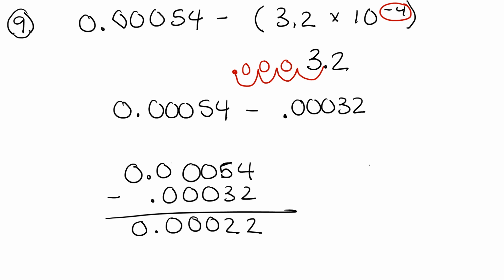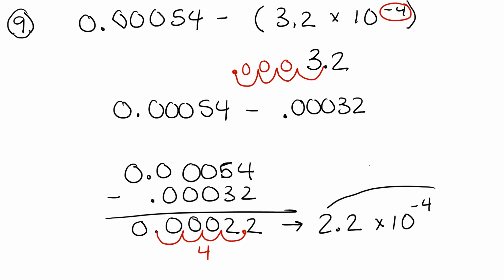We want to rewrite that answer in scientific notation, so we're going to move the decimal point back towards the first number, which is 4 times. And so our answer becomes 2.2, always times 10, and it's to the negative 4th power. 4 because we moved the decimal 4 times, and negative because the zeros are in the front.